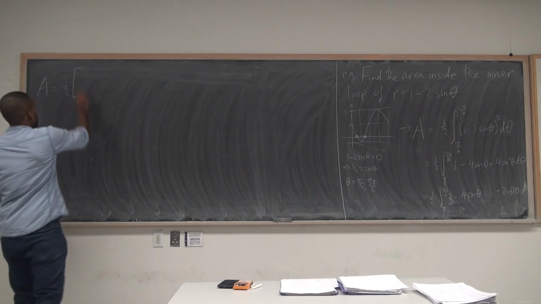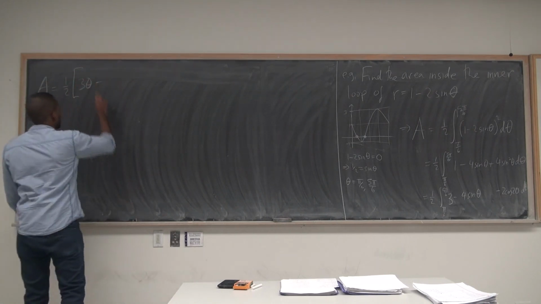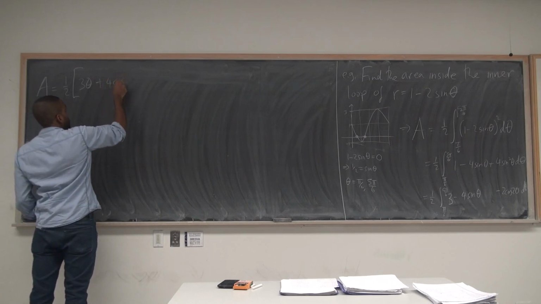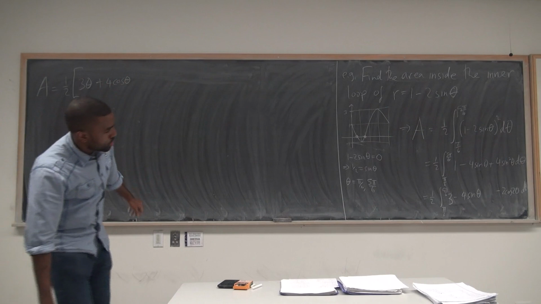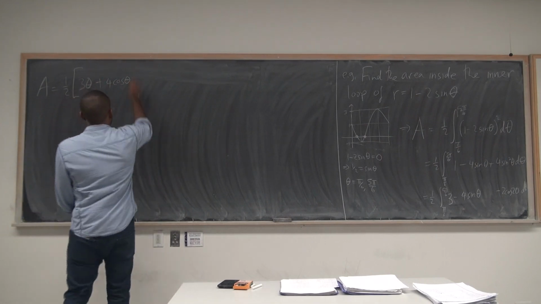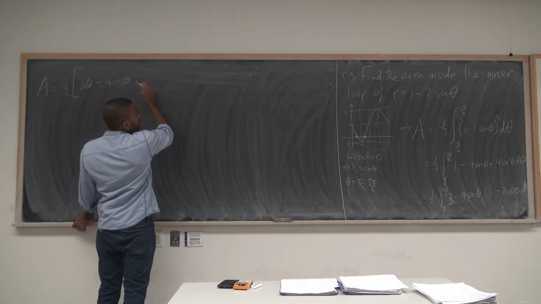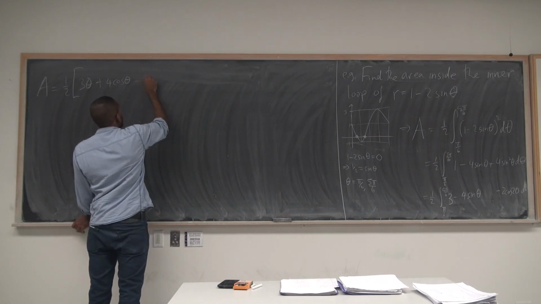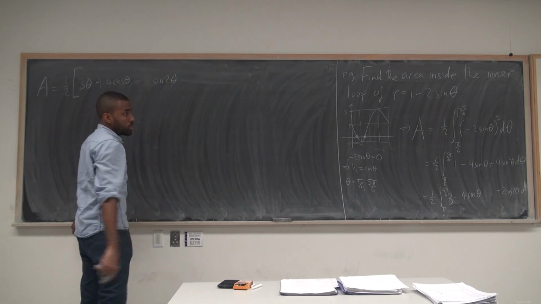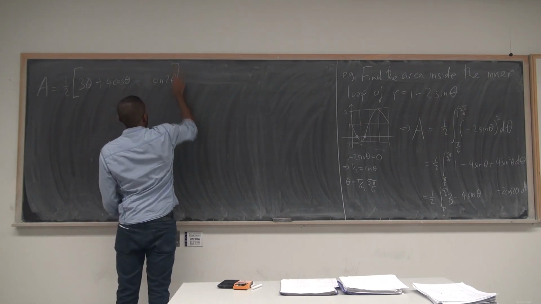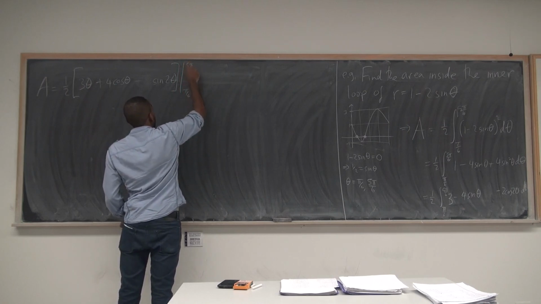So the integral of 3 is 3 theta. Integral of 4 sine is minus 4 cosine. Integral of 2 cosine 2 theta is minus sine 2 theta, between pi over 6 and 5 pi over 6.